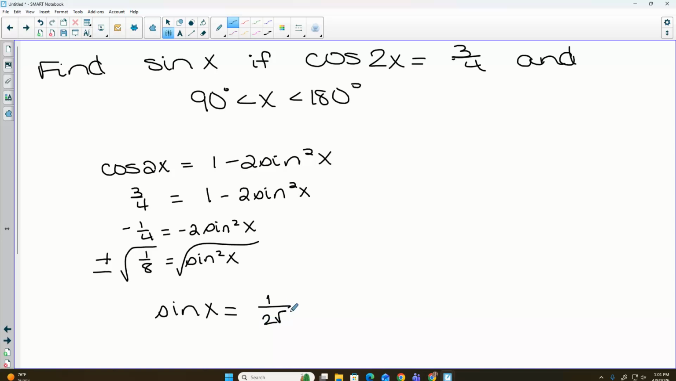8 would break into 2 radical 2. So get the radical off the bottom. And get radical 2 over 4. So really they're kind of easier if you're only finding one thing. You don't really have the need to set up a triangle now to find the other sides because I'm not asking you to evaluate any others.